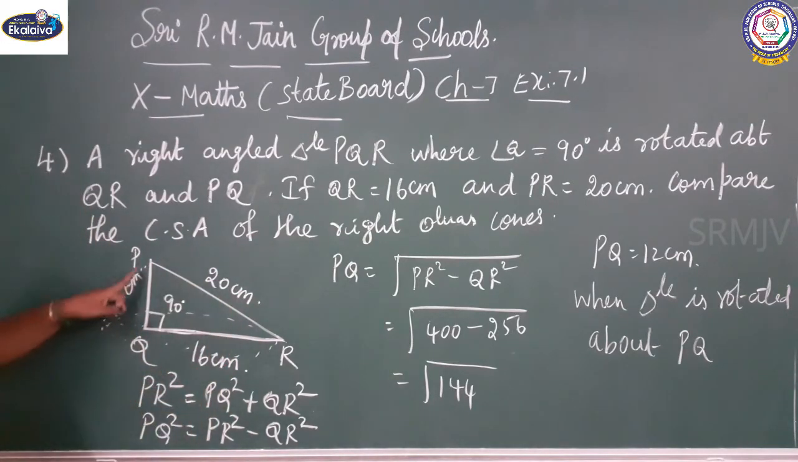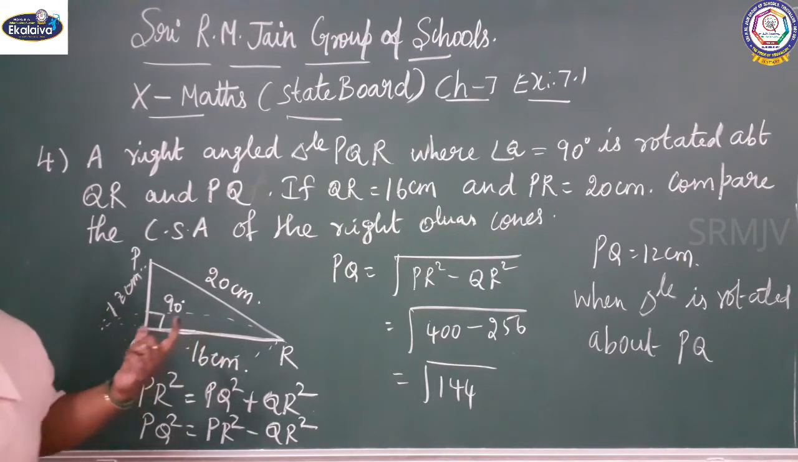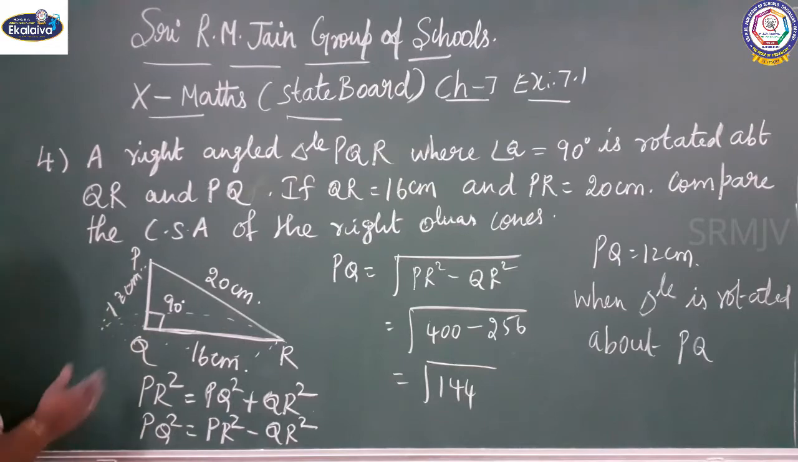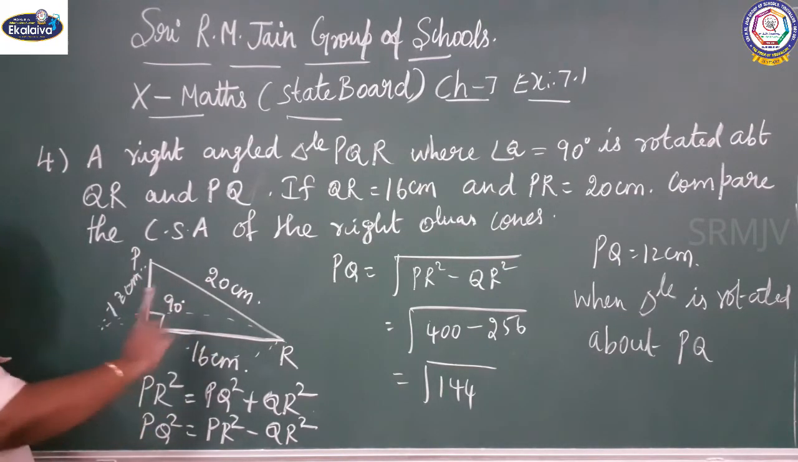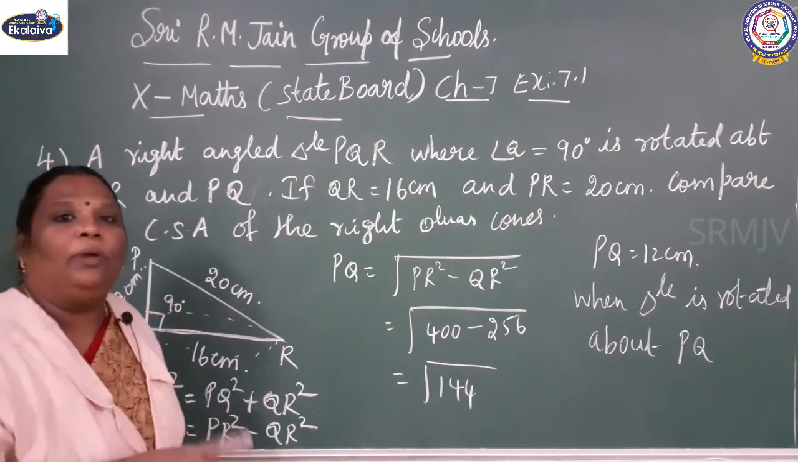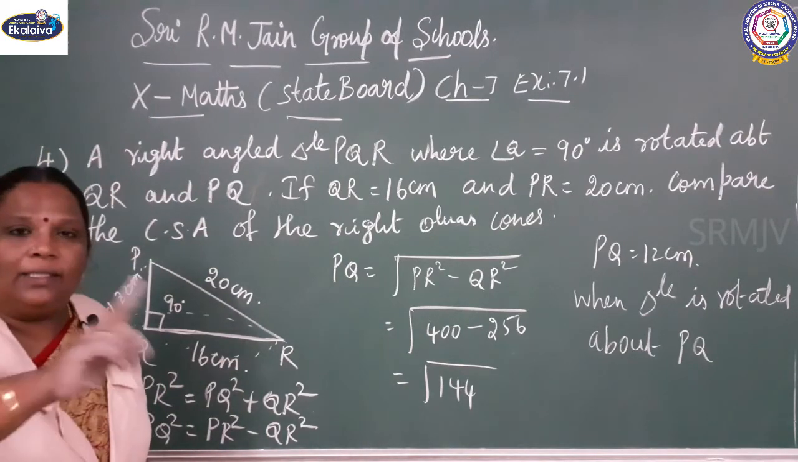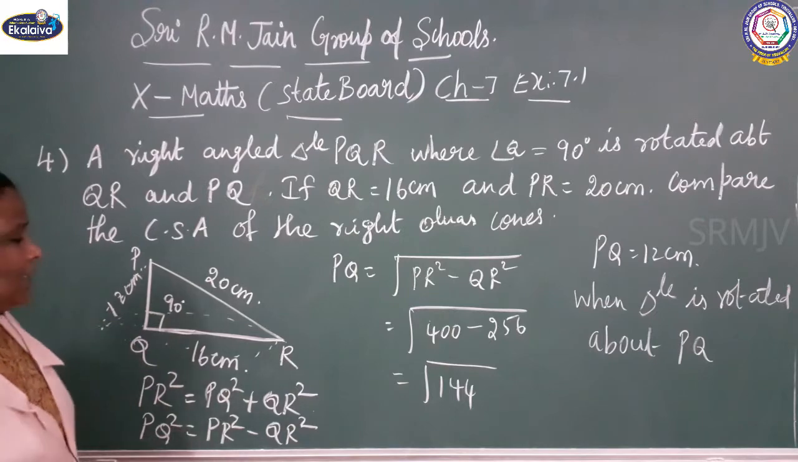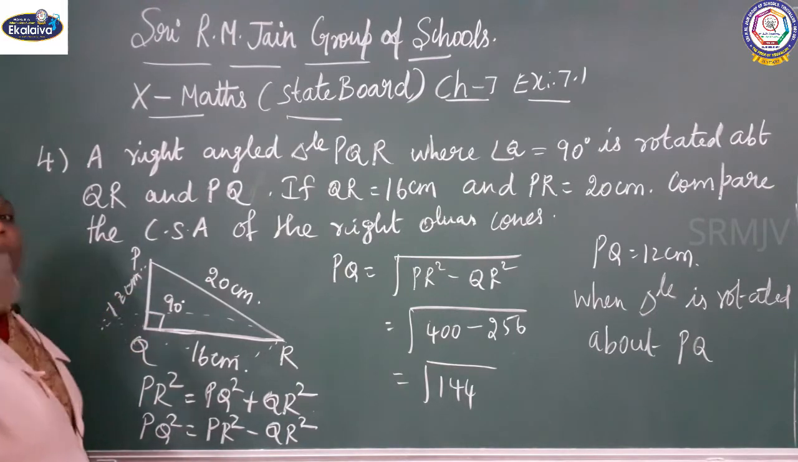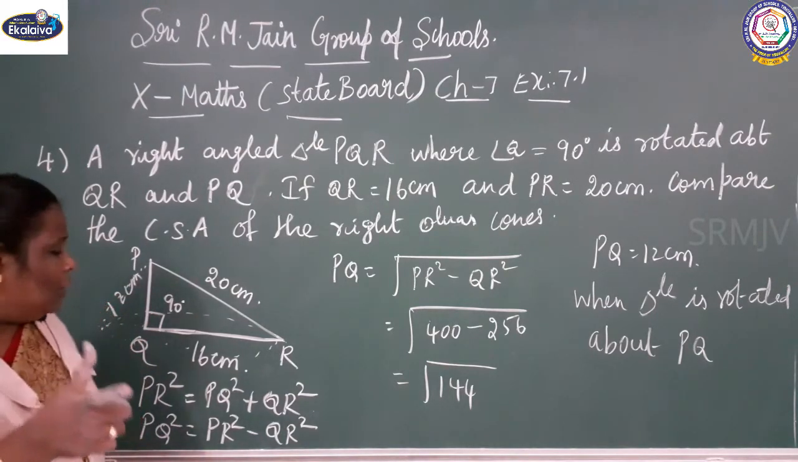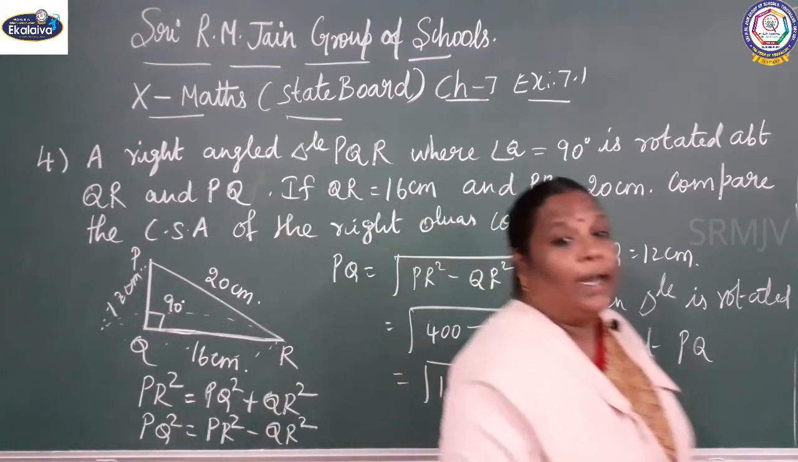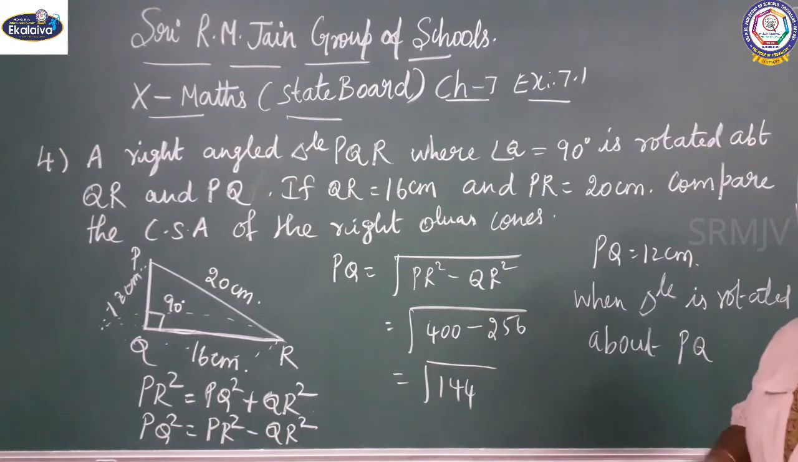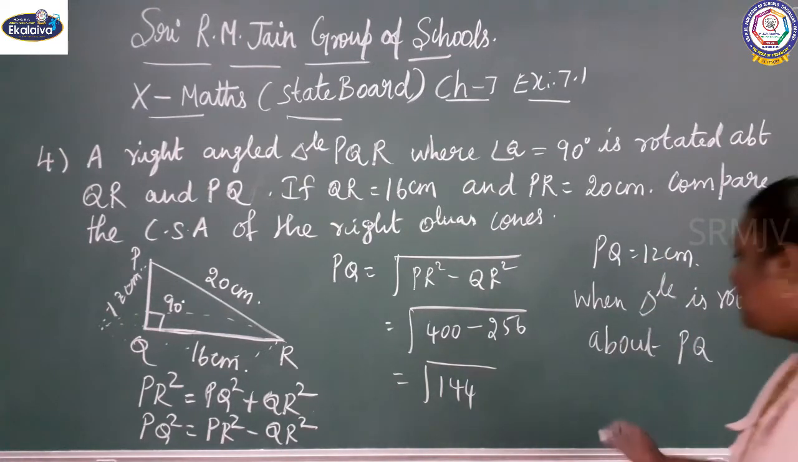That is nothing but what? This is the height of the cone and QR is nothing but the radius of the cone. If it is rotated along PQ, PQ is nothing but a y-axis. PQ becomes the height of the cone and QR is the radius of the cone. So what is the height of the cone? Height of the cone equals 12 centimeters.